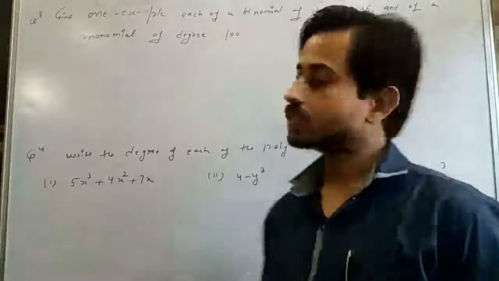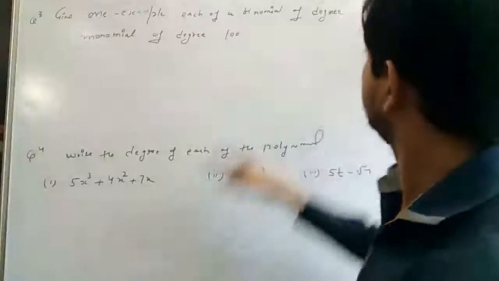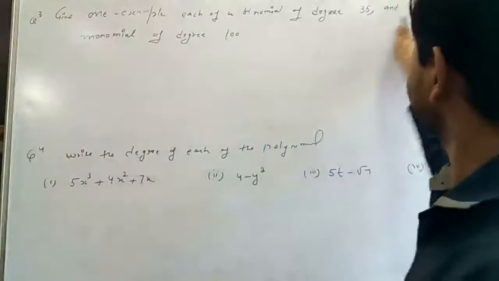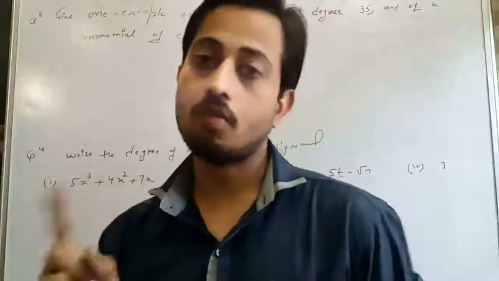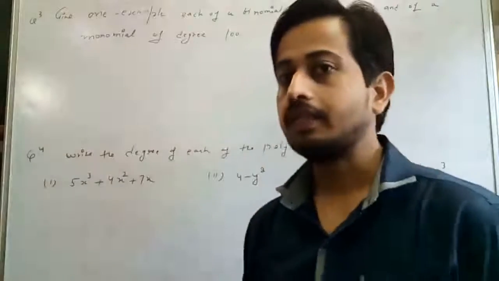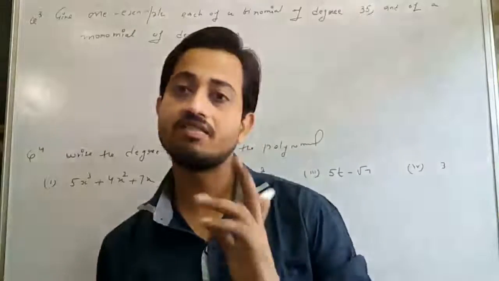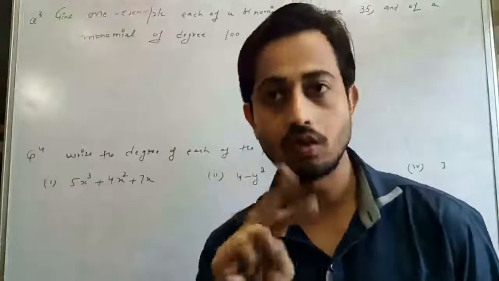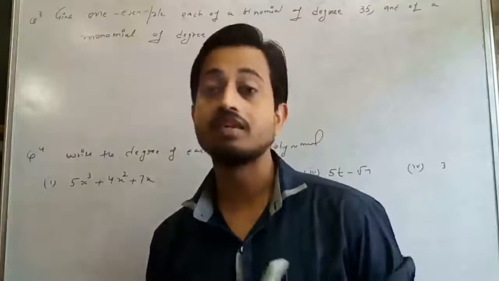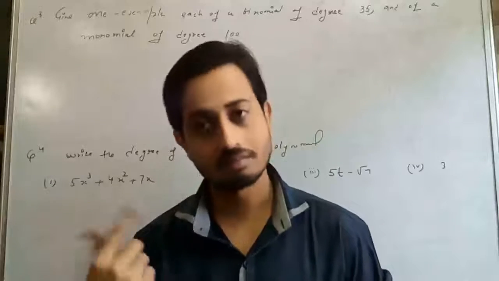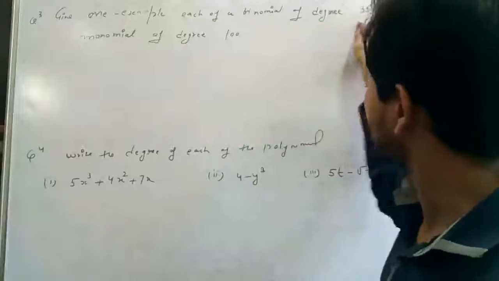Now I am going to take our next question. Question number 3. Give one example each of a binomial of degree 35 and of a monomial of degree 100. It means we have to give one example of a monomial and a binomial. We already explained this. A binomial means a polynomial which has two terms. The second condition is that the degree is 35. The highest power of x is called the degree of the polynomial.